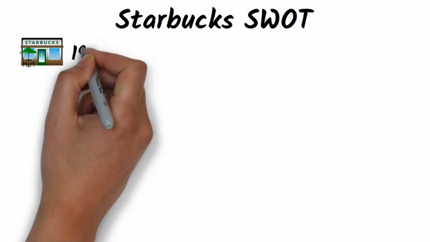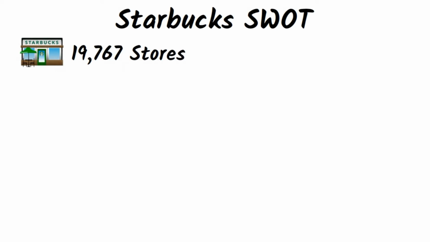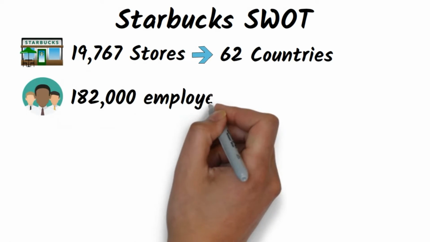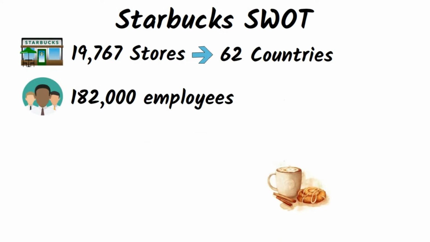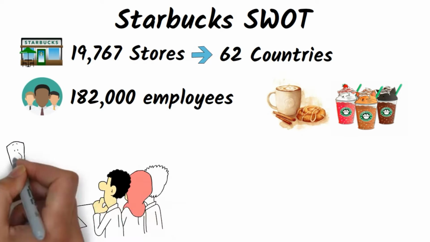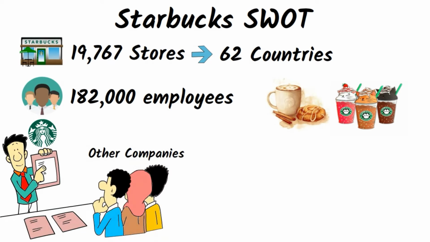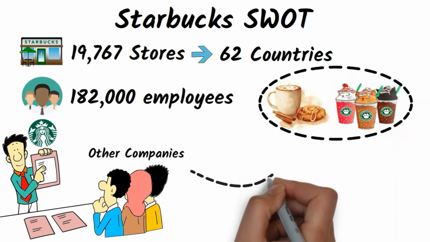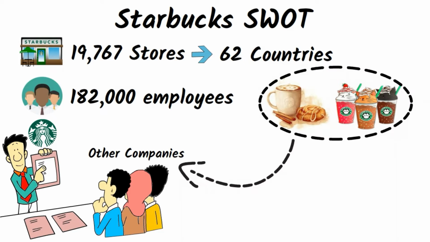Starbucks SWOT. Starbucks has 19,767 stores in 62 countries, both owned and operated under license, with an estimated 182,000 employees. They sell fresh food items, a range of beverages, and a selection of hand-roasted premium coffees and teas. They license their trademarks to other companies so that other stores, grocery chains, and national food service clients can sell their coffee and tea products.